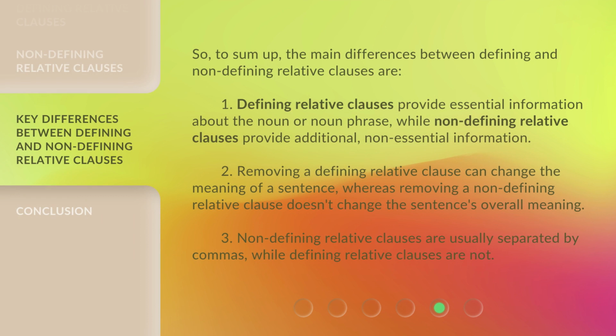So, to sum up, the main differences between defining and non-defining relative clauses are: 1. Defining relative clauses provide essential information about the noun or noun phrase, while non-defining relative clauses provide additional, non-essential information. 2. Removing a defining relative clause can change the meaning of a sentence, whereas removing a non-defining relative clause doesn't change the sentence's overall meaning. 3. Non-defining relative clauses are usually separated by commas, while defining relative clauses are not.